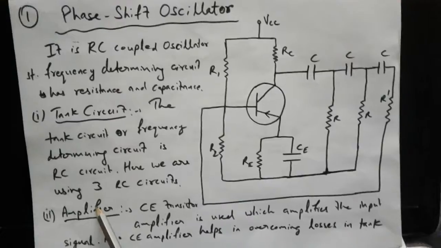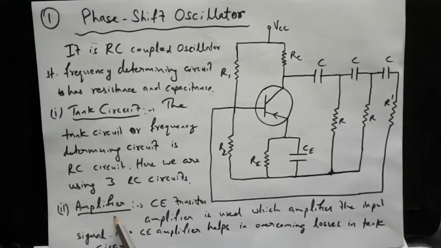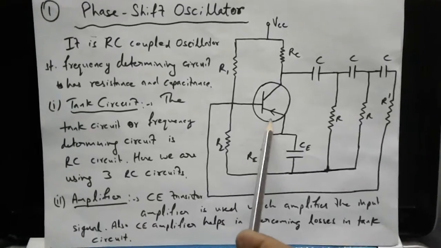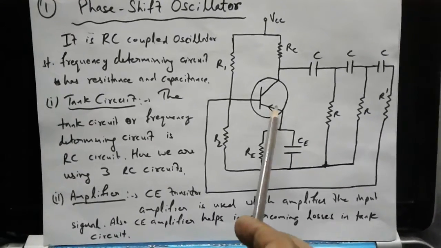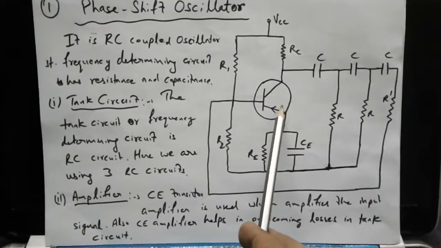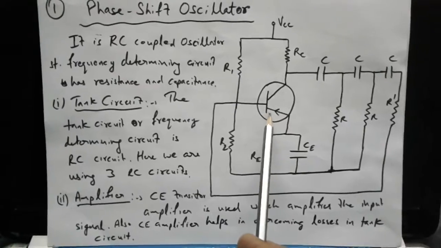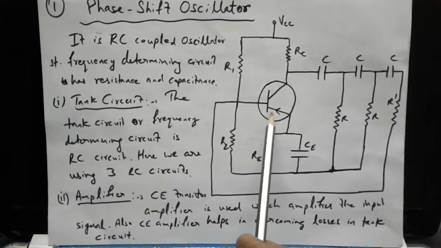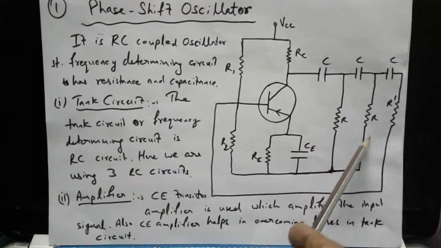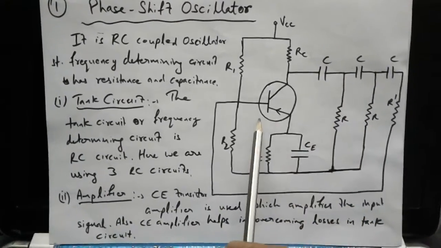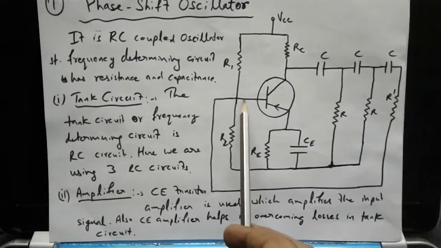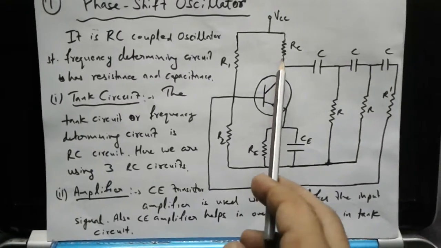The next component is the amplifier. Here you can see in this circuit diagram, it is a common emitter transistor amplifier which is used in this oscillator to overcome any losses which occur in the tank circuit. As we know, it also introduces a phase difference of 180 degree between the input and the output.